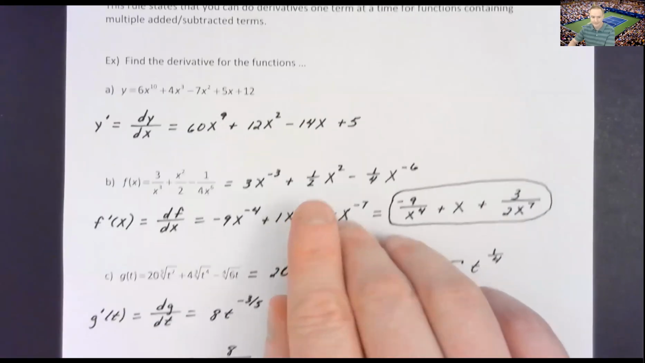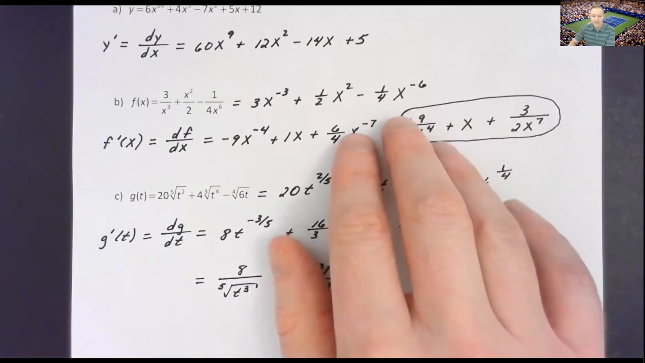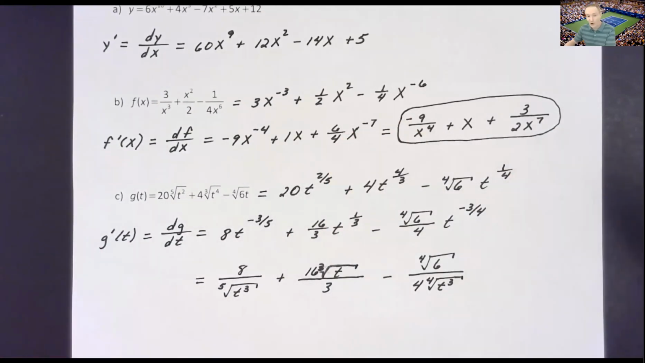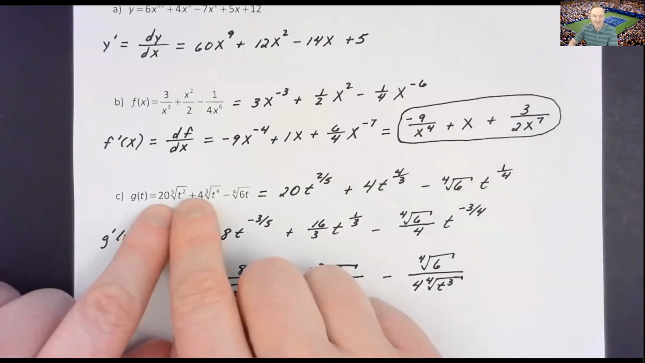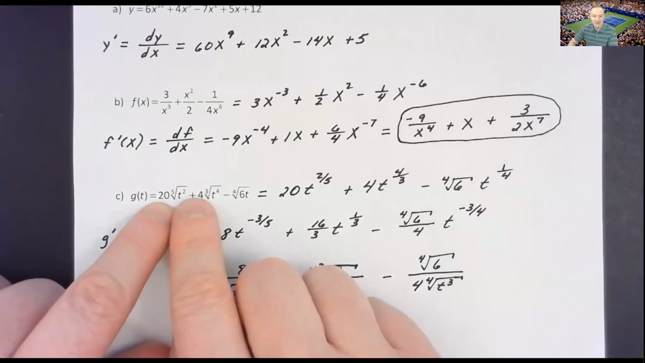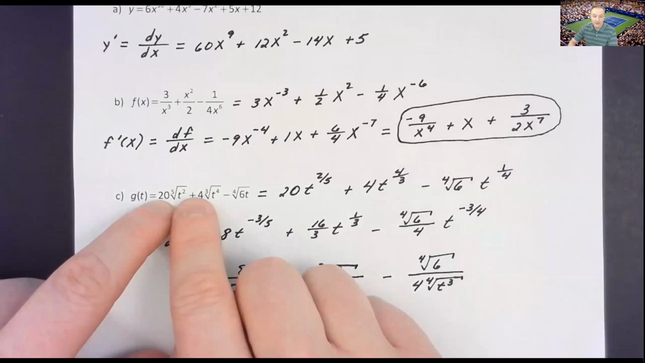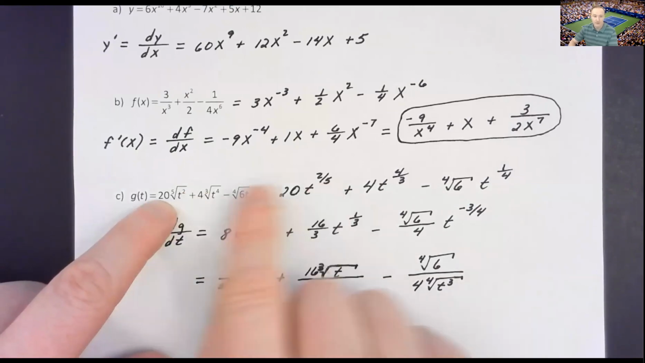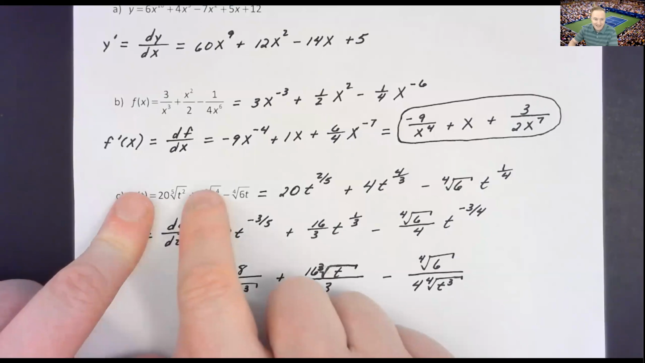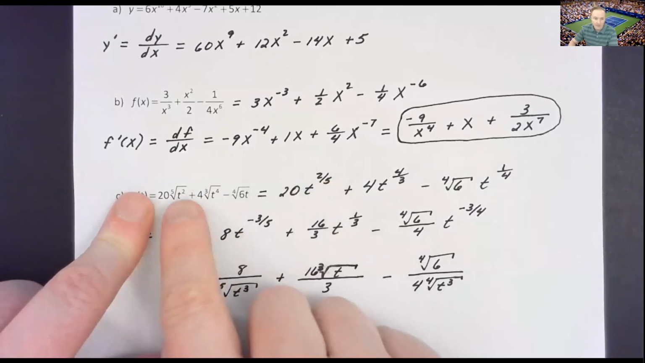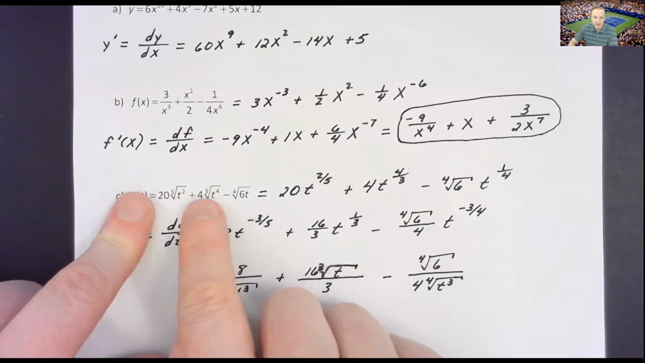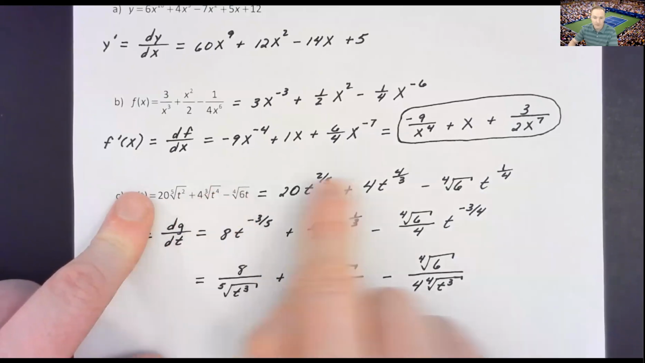Gorgeous problem there. Now, if there's anything better than that one, it's, hey, what if I put radicals in there where you have to understand the fractional exponents? That's good stuff. So one like part C here, you have g as a function of t. You say, gee, I think we can do this. But before you do, you have to go in and rewrite the radicals as fractional exponents. This first one is going to be 20 t to the 2/5. Remember, power divided by index. This next one is going to be 4t to the 4/3.